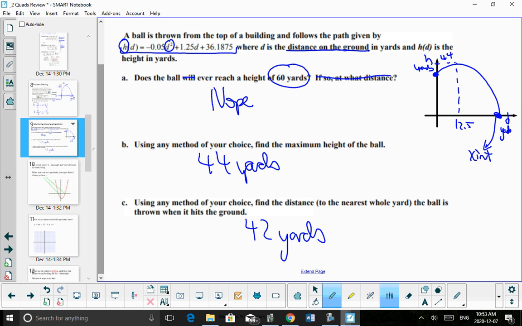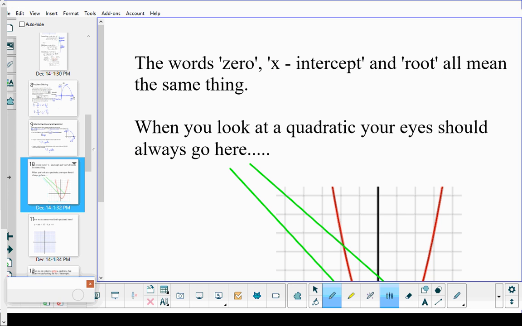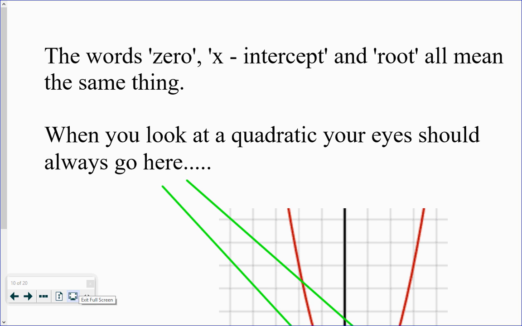Okay, so that was all the stuff that we did with quadratic functions. That was our first quadratic unit. Now let's go on to our second quadratic unit, where we did solving quadratic equations.